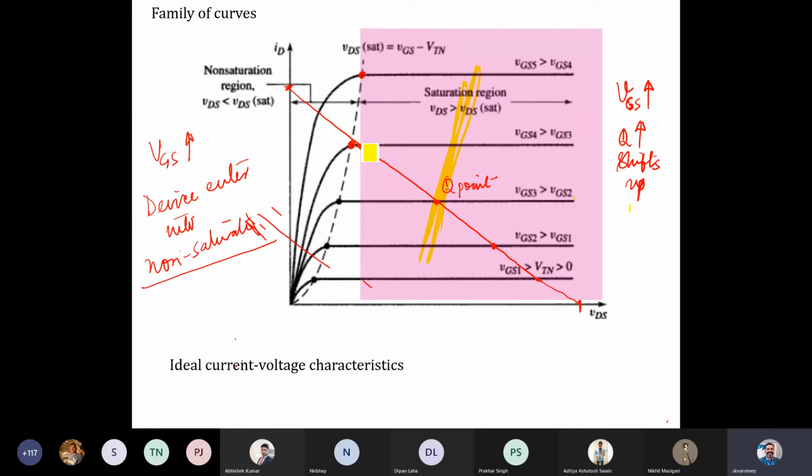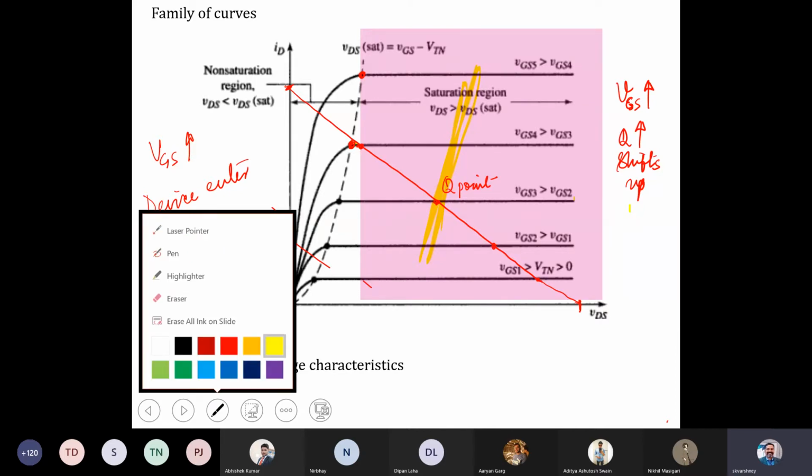So it may happen that at a certain value of the VGS, the transistor may enter into the non-saturation region. So one has to be a bit careful that the gate to source voltage should not be large enough that the device, which is supposed to work in the saturation region, enters into the non-saturation region. So for certain values of VGS, this may result in the non-saturation region. These points we call the transition points.